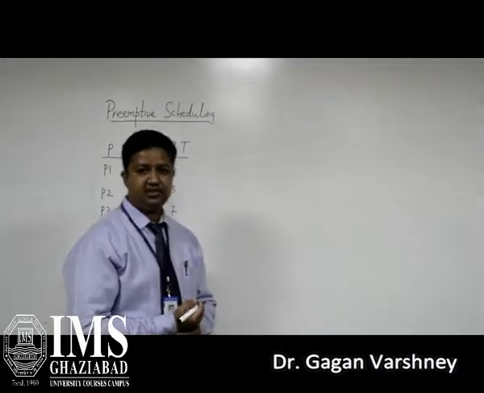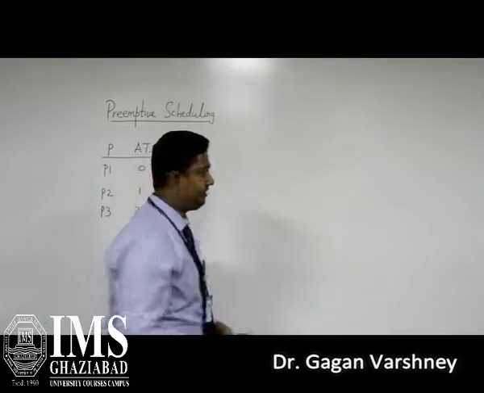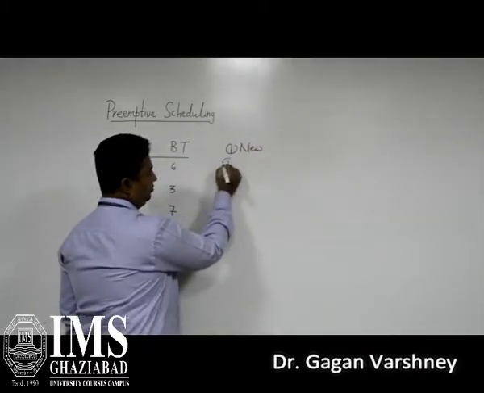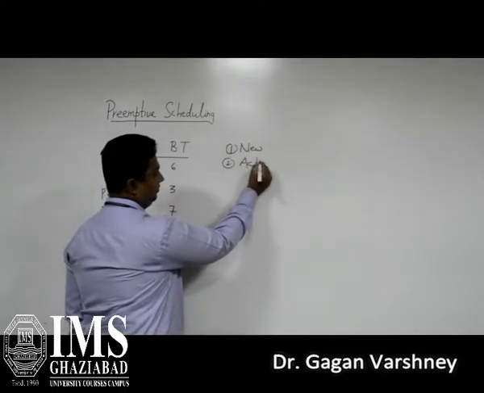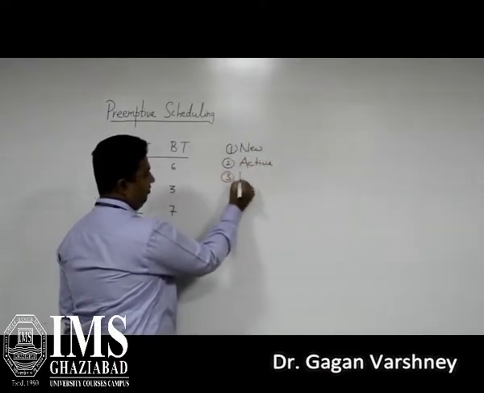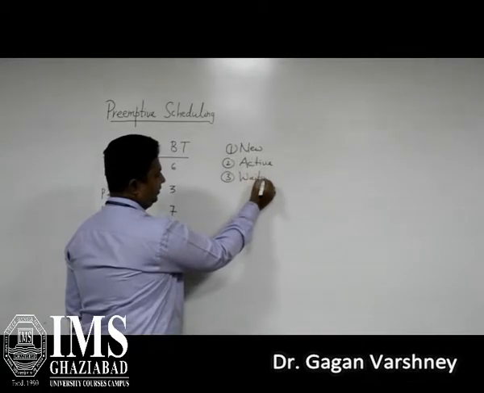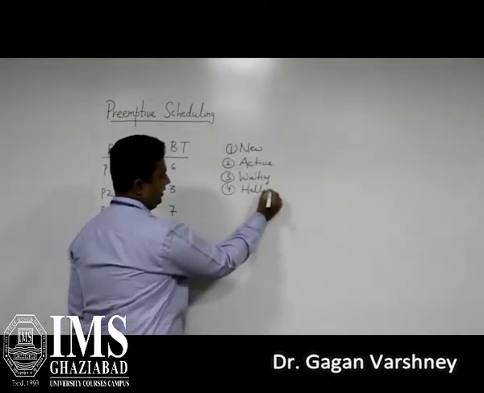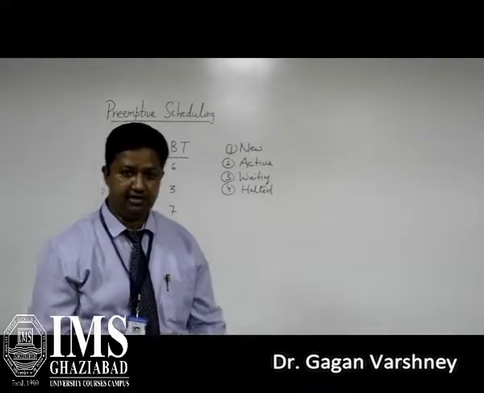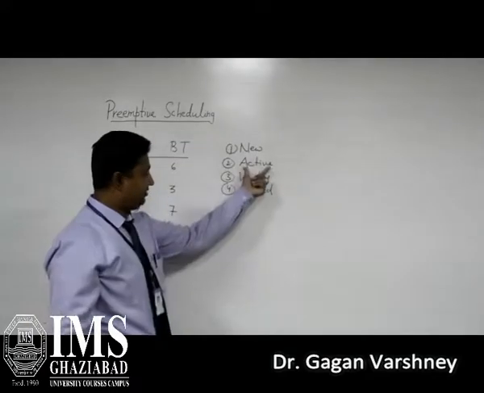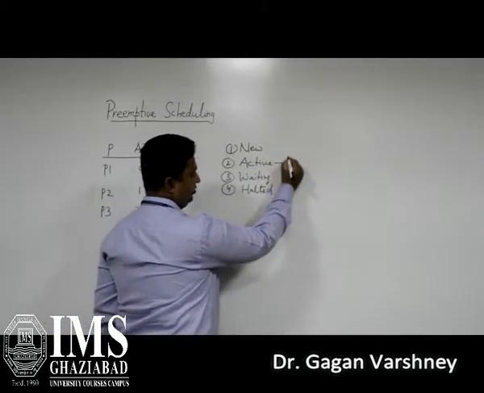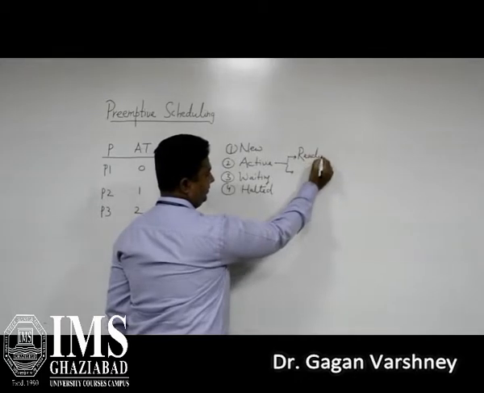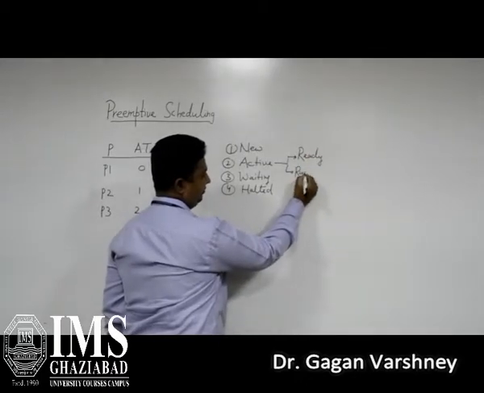Any process may occur in four states. Number one is called new. Number two is called active. Number three is called waiting. And number four is called halted. It is also known as termination, right? The active state is basically divided into two main parts. Number one is called ready and number two is called running.